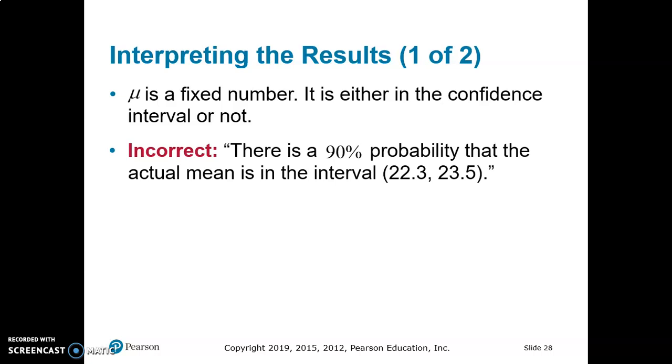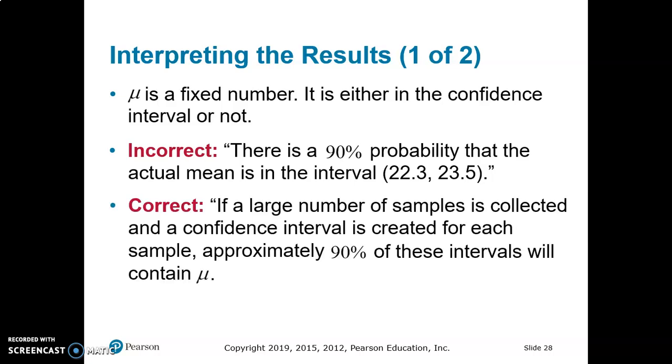So you don't say this again: there is a 90% probability that the actual mean is in the interval, regardless of the interval. That's not what's going on here. The best way to interpret this, the drawn out but most meticulous way to say it, is: if a large number of samples is collected and a confidence interval is created for each sample, approximately 90% of these intervals will contain mu.